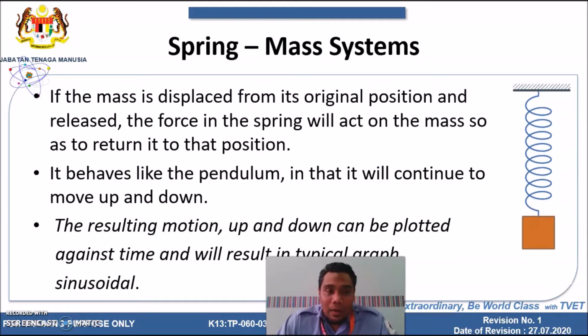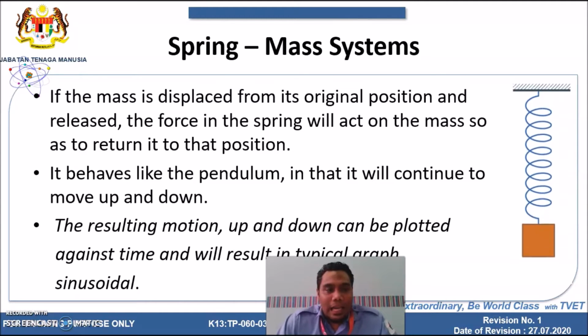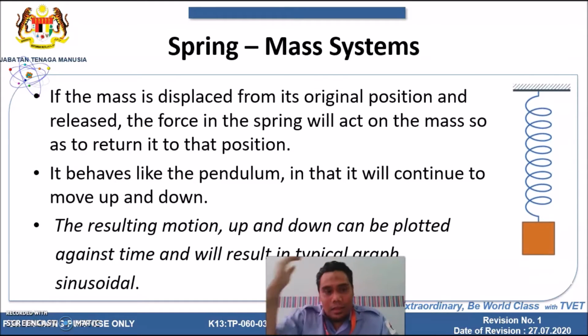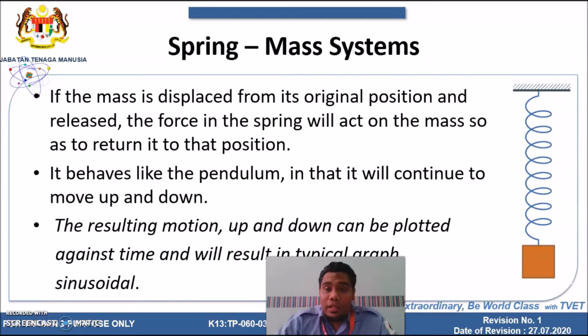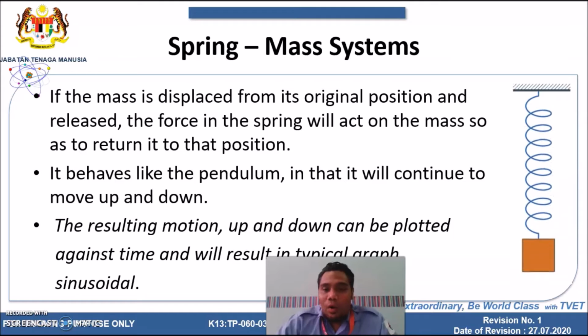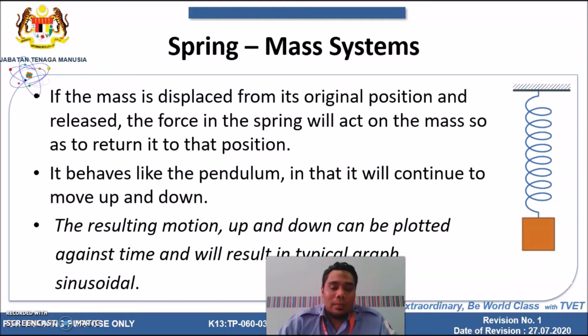Okay, another example of periodic motion is the spring, or spring mass system. If the mass, same as the pendulum, is displaced from its original position and released, then force in the spring will act on the mass so as to return it to that position. So it will turn back to the original position. It behaves like a pendulum, in that it will continue to move up and down, up and down, up and down.